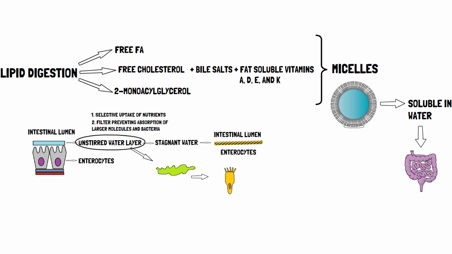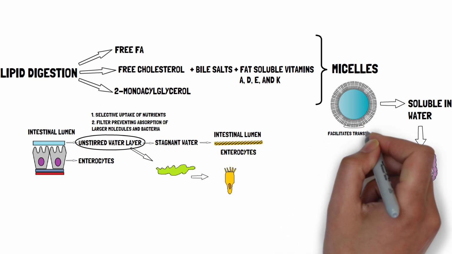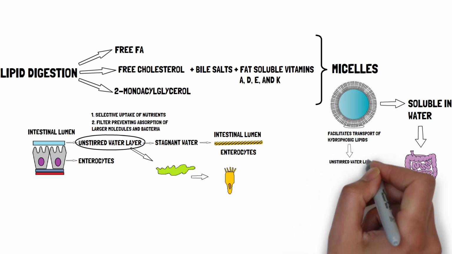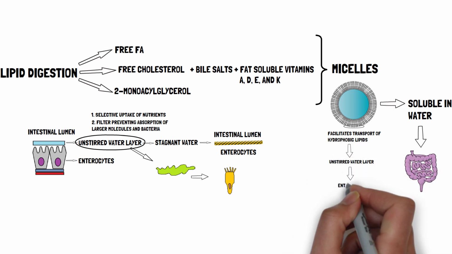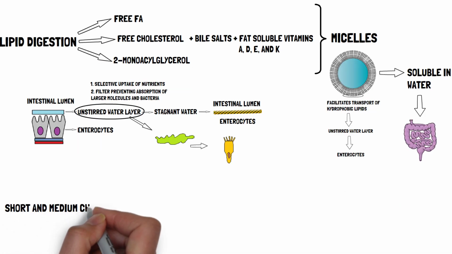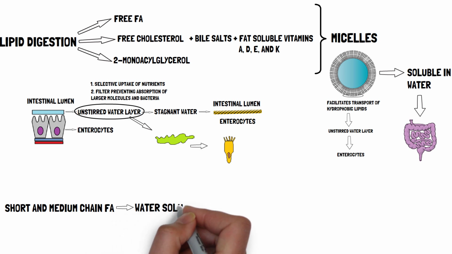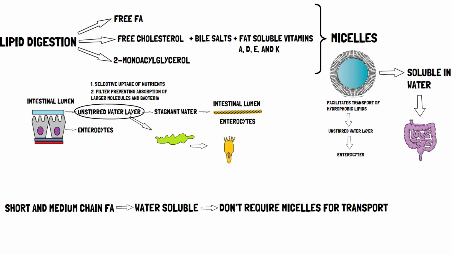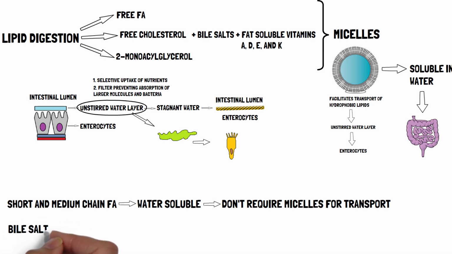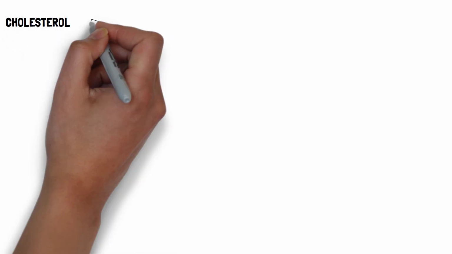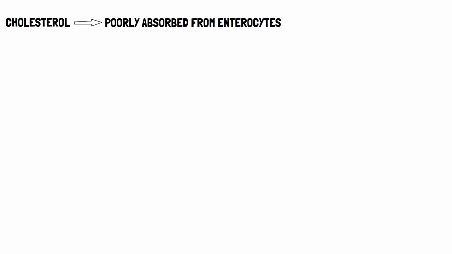The hydrophilic surface of the micelles facilitates the transport of hydrophobic lipids through the unstirred water layer to the brush border of the enterocytes, where they are absorbed. Short and medium chain fatty acids are water soluble, so they do not require micelles for their transport. Absorption of bile salts occurs in the terminal ileum and the rest is lost in feces. Cholesterol, however, is poorly absorbed from the enterocytes.